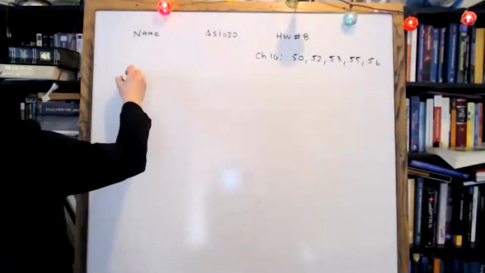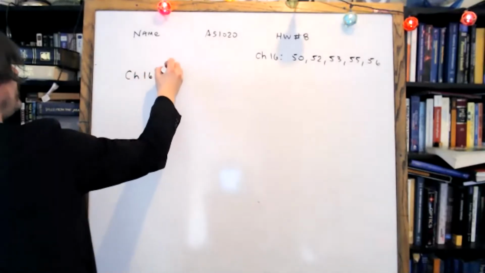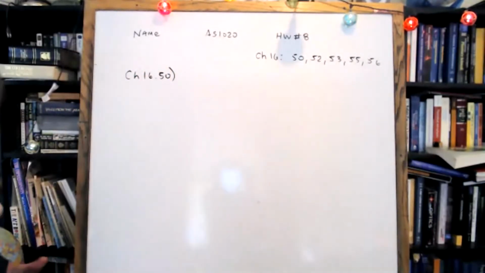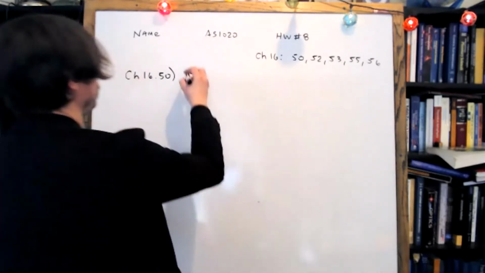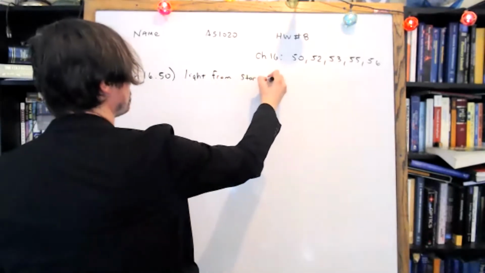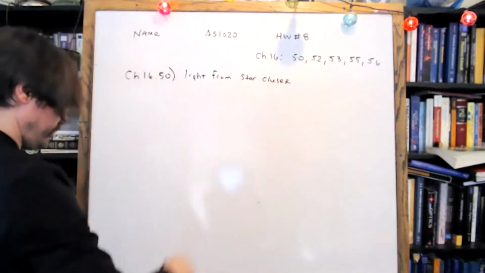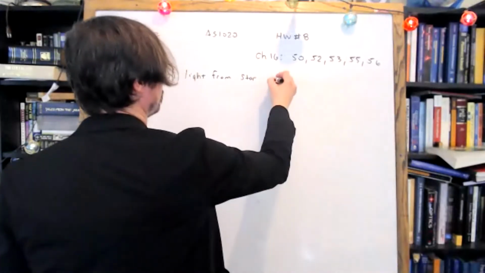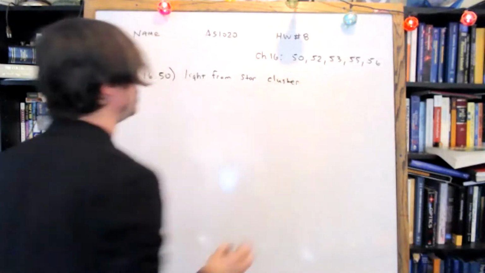Let's get to it. Chapter 16, number 50. Hit me with your best shot. So it's light from a newborn star cluster. Okay. Suppose a new star cluster. Oh, do you need me to pause? Yes, 1 sec, because I spelled cluster wrong. Okay.